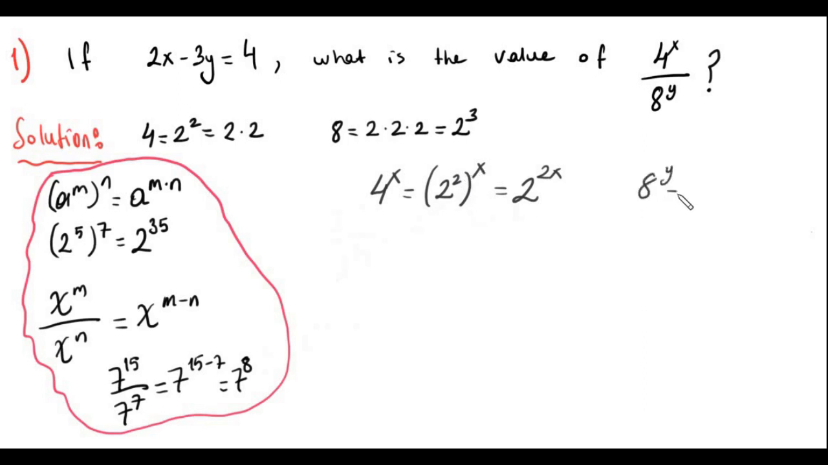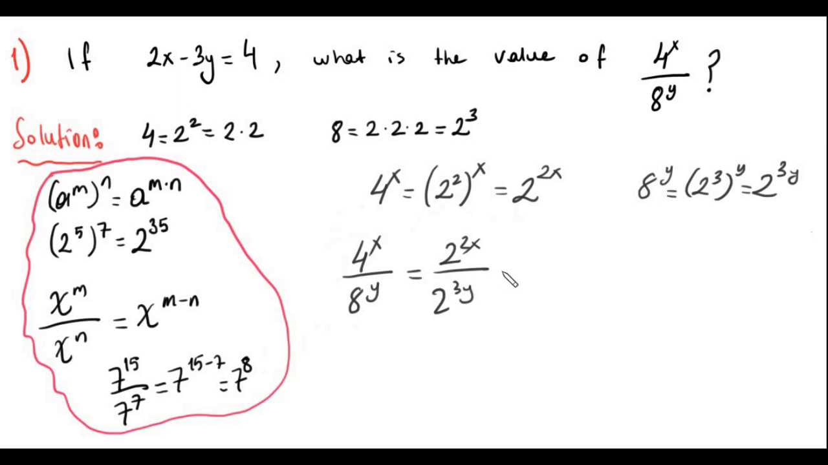So 8 to the power of y: 8 is 2 to the power of 3, and to the power of y. So this is going to be equal to 2 to the power of 3y. So 4 to the power of x over 8 to the power of y is equal to 2 to the power of 2x over 2 to the power of 3y. So we have the same base, as you see. When we have the same base, we just subtract the powers. So this is going to be 2 to the power of 2x minus 3y.